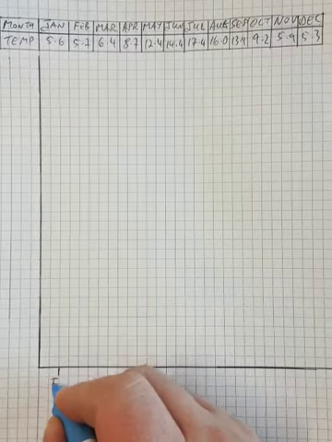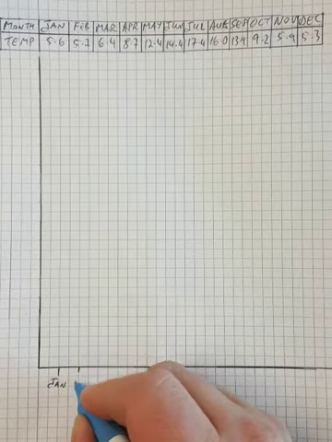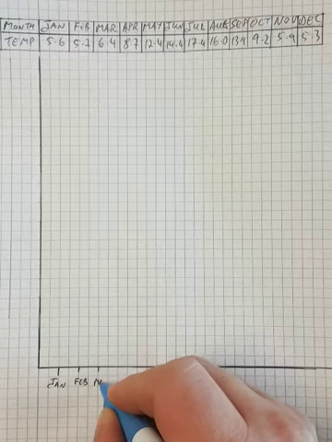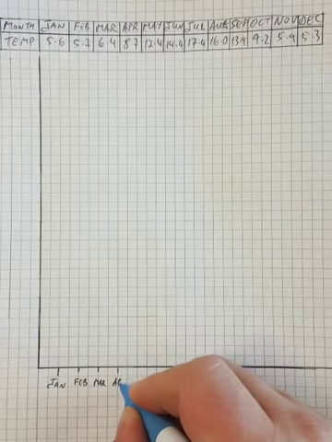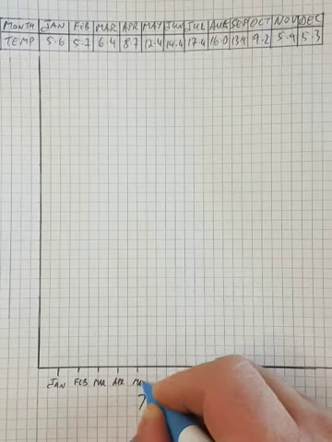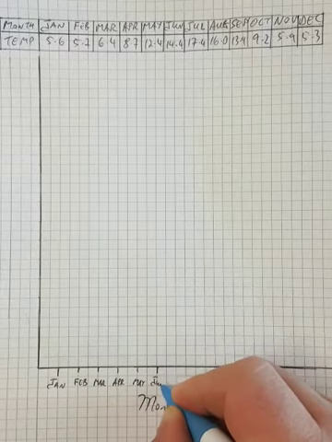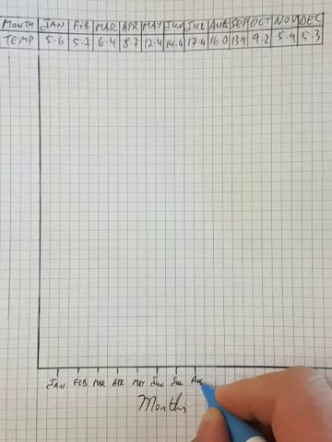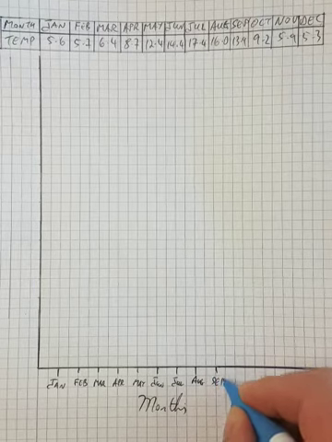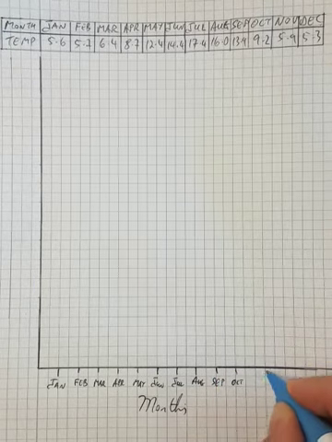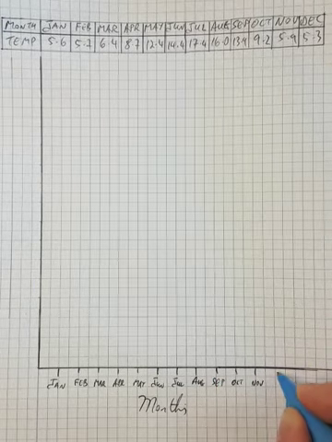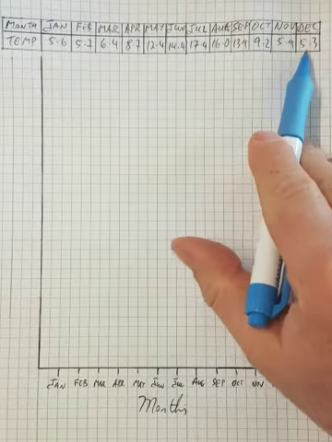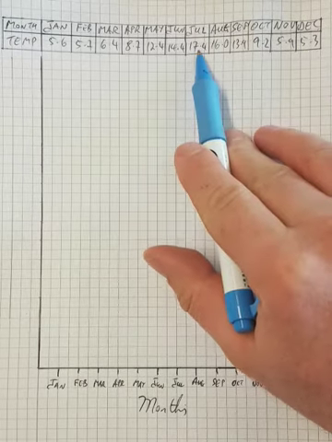So January, Feb, March, April, May, June, July, August, September, October, November, and December. Now, our values: our lowest value is 5.3 degrees Celsius, and our highest value is 17.4.